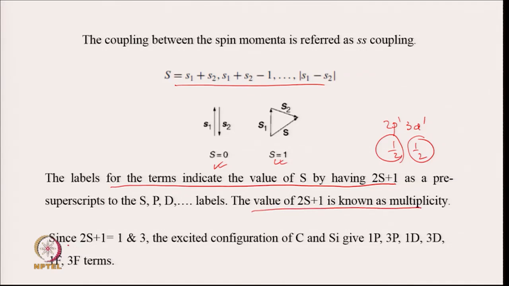So now see what the 2S plus 1 will be. 2S plus 1 will be equal to 1 if S is equal to 0, and it will be equal to 3 if S is equal to 1. And so the excited configuration of carbon gives 1P, 3P, 1D, 3D, 1F, 3F. And these all are superscripts. Sorry for this, but it will be a pre-superscript. It will be before F, but as a superscript.